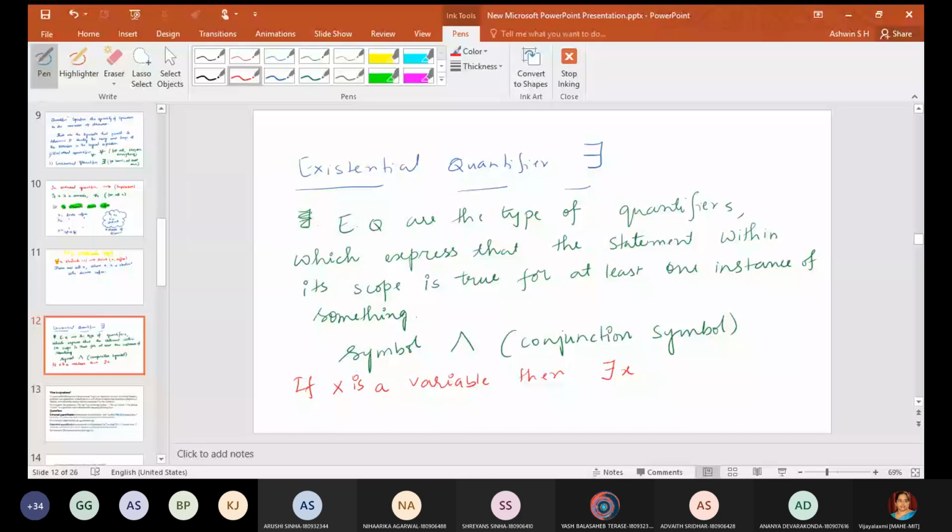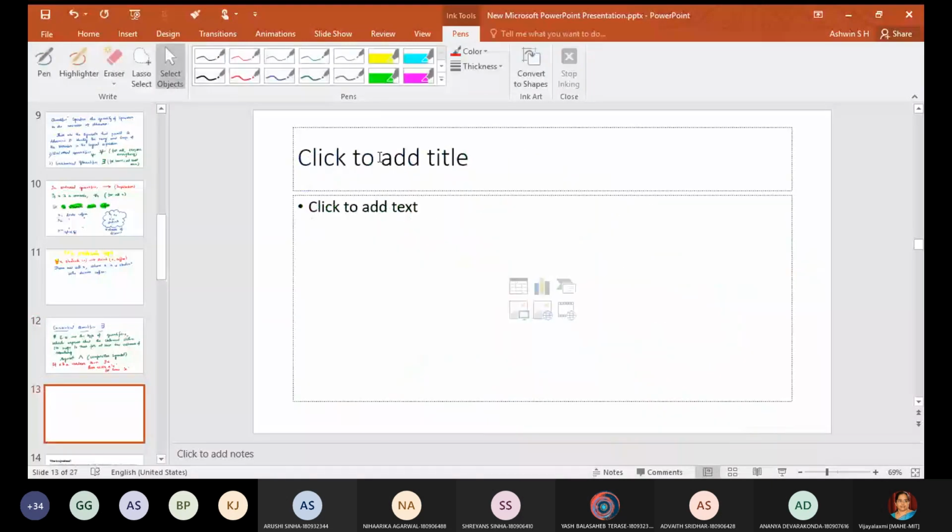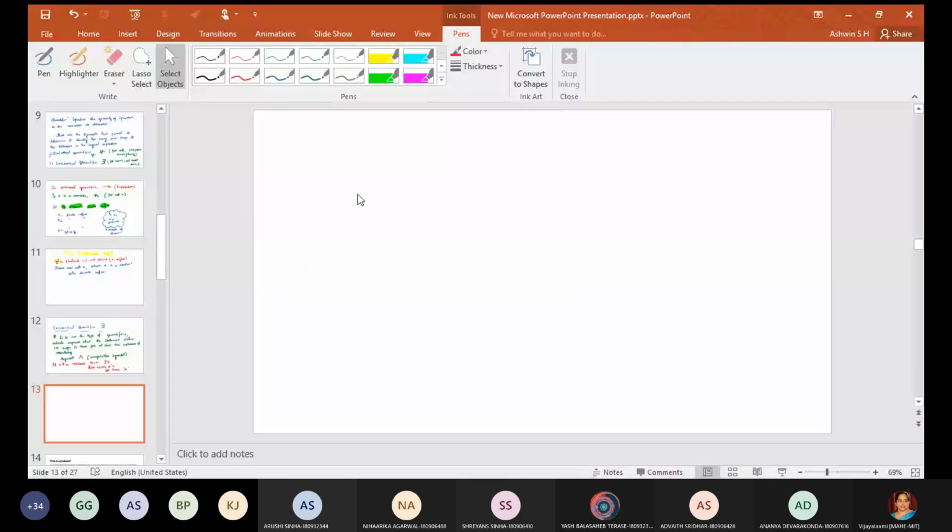It will be read as, there exists x, or for some x, or for at least one x. Okay, this is how we represent this quantifier. I'll take one example and make it clear. Some boys are intelligent.